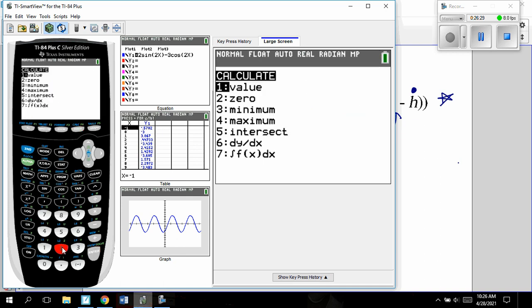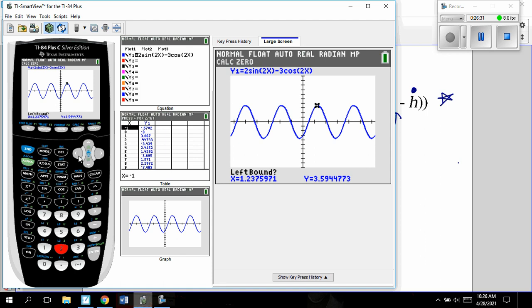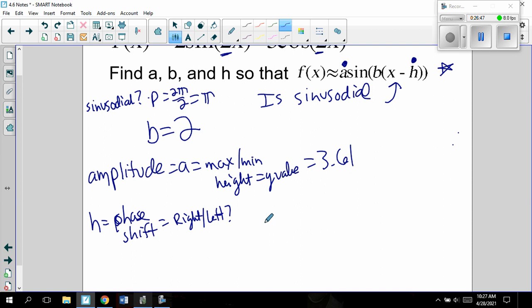So finding that 0, just as a reminder, go to second trace. Number 2 is 0. Again, you've got to tell the calculator where to look. So I'm going to tell it to look between 0 and 1. So 0, enter, 1, enter. You can see the dotted line, so it's going to find the 0 between those. And it looks like your first 0 is at 0.49.